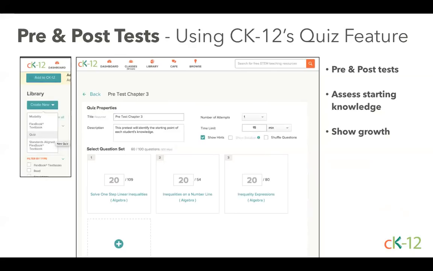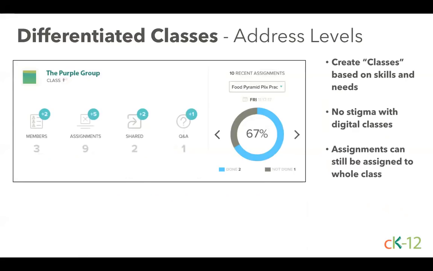All right, on the next slide, we'll be taking a look at how to use CK-12 for differentiated classes. Remember, on CK-12, you have the ability to create little classes or even mini classes, and you can base these on skills and needs. So I talked earlier about the purple group. Here's the purple group. And I know that my purple group are maybe students that struggle with literacy. And so I might have different activities for this group to do. And there might be the green group that has other issues that I'm trying to help them with.